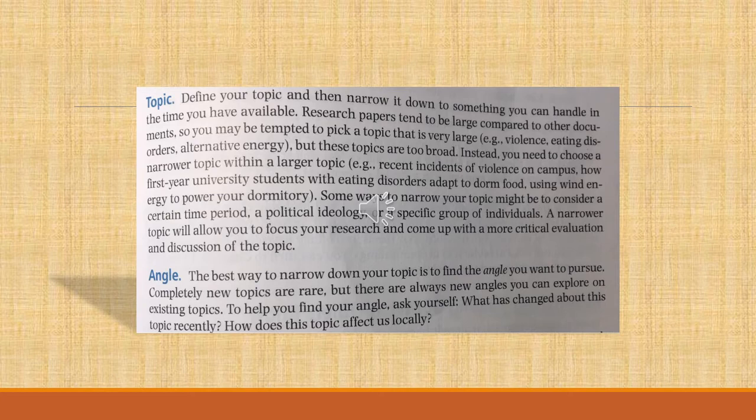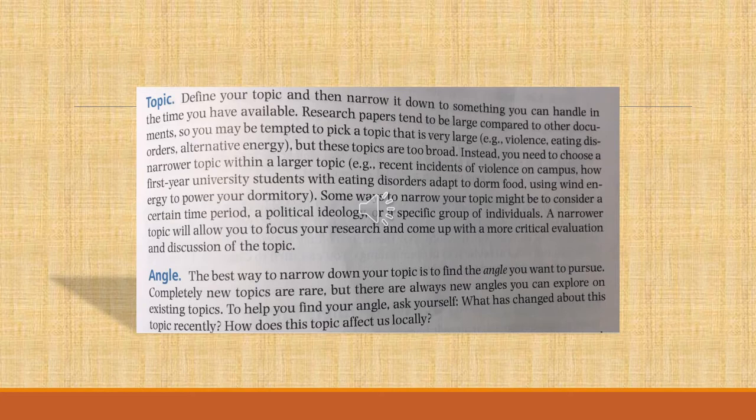The angle, the best way to narrow down your topic is to find the angle you want to pursue. Completely new topics are rare, but there are always new angles you can explore on existing topics. So if you think about going with the Black Lives Matter subject matter for a research essay, I give background information. It's taken place throughout history, the Black Lives movement of protesting to give equal civil rights.